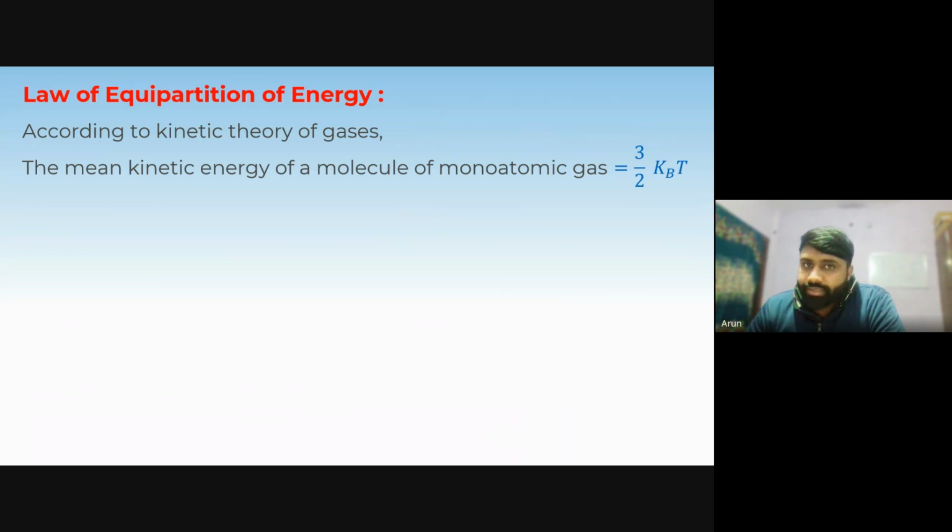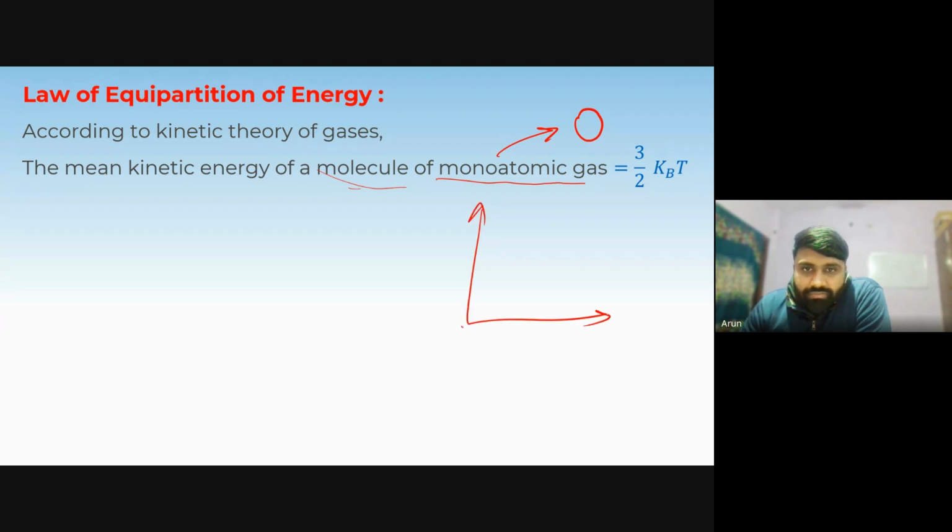So according to the kinetic theory of gases, the mean kinetic energy that we discussed in the previous lecture, the mean kinetic energy of a molecule of monoatomic gas, is 3 by 2 kb into T. Okay, this is the mean kinetic energy, and this is monoatomic gas. Monoatomic gas means only one atom is there. So it can possess only one kind of motion, but in three ways. It can only possess the translatory motion in the x-axis, y-axis, and z-axis.